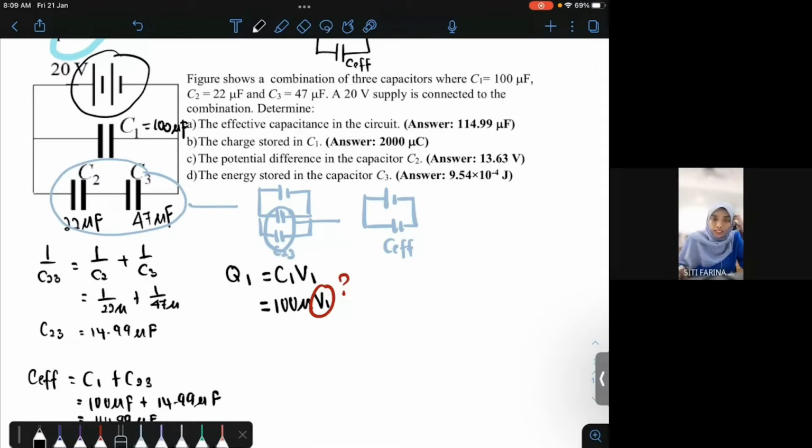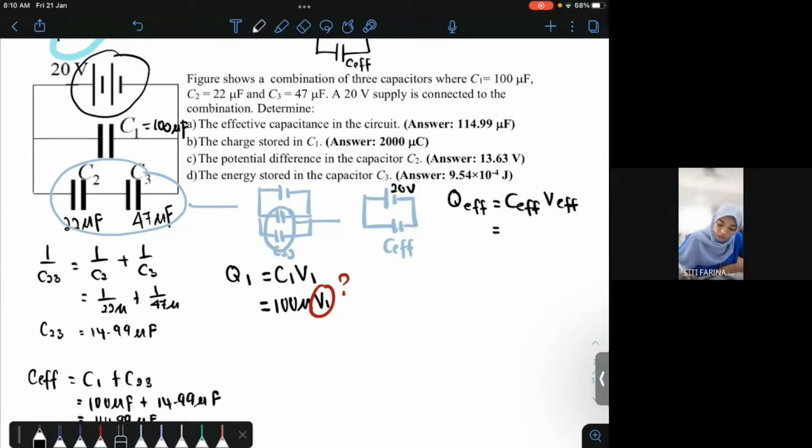Untuk cari V1 ni, kita buka balik circuit dia. Okay, kita kena buka balik circuit. What you have here is C effective. C effective can give you Q effective as we have V effective, iaitu V total lah selalunya. V total adalah V power supply tu, yang 20 ni. Dia memang dah bagi. So whatever power supply you had is going to give, it is going to be distributed to the capacitance. So 20 ini belongs to C effective.